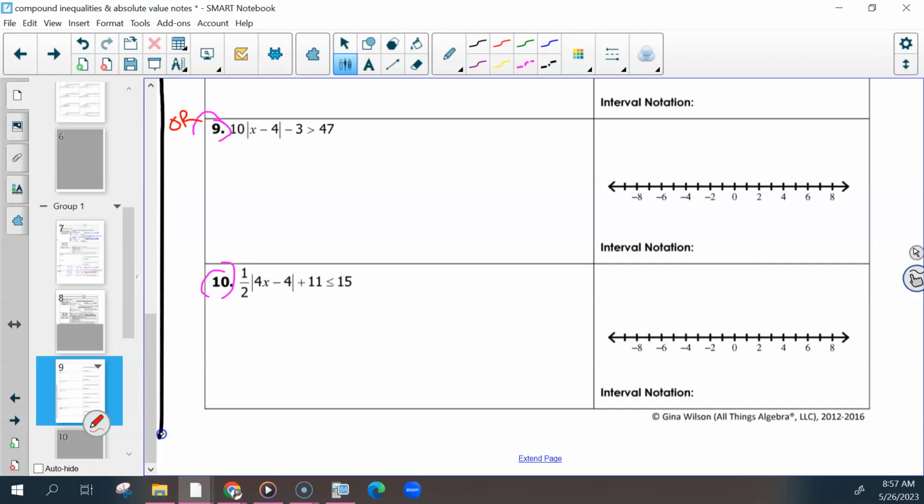What do you guys think? You have a 50-50 chance. You're going to do something with the 10 first or the -3? So add 3 to both sides. Divide both sides by 10.